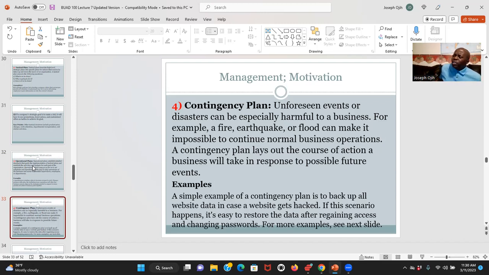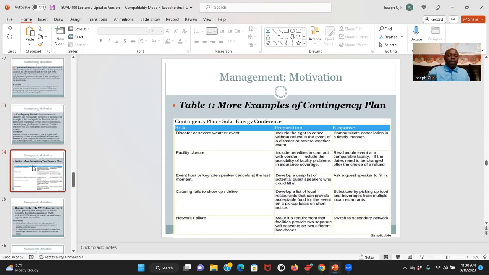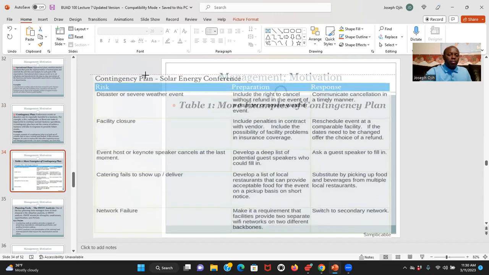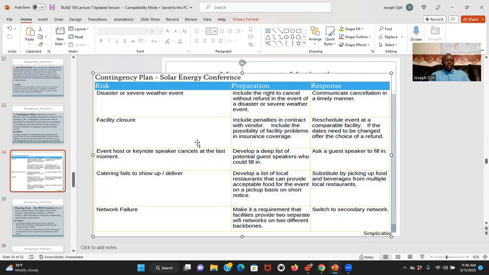So the simplest contingency plan can be backing up all websites in case the website gets hacked. A company might back up its websites so that if their website gets hacked, they can easily restore the data after regaining access and then changing passwords. So there are many more examples, and I made it very clear here.